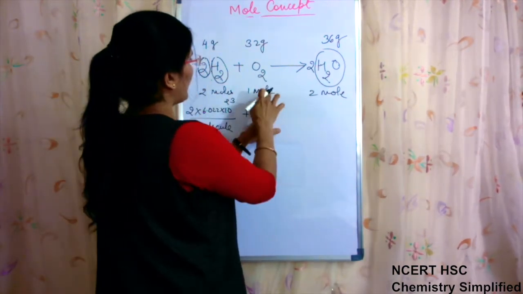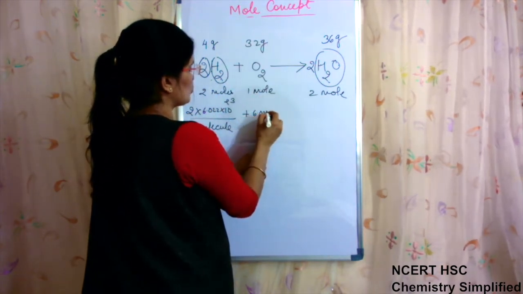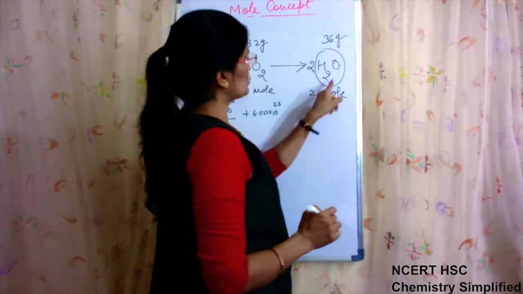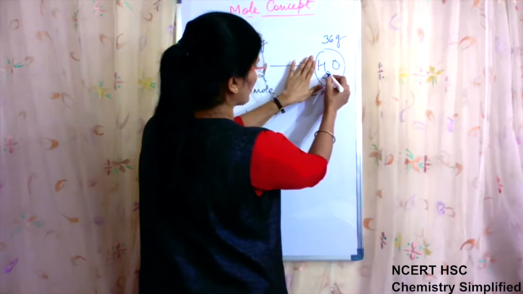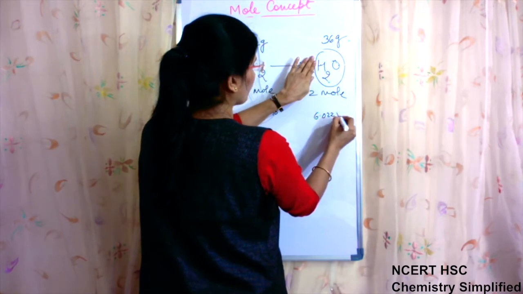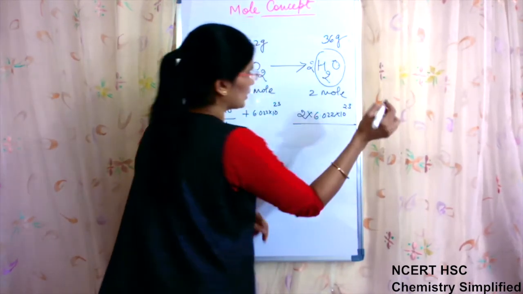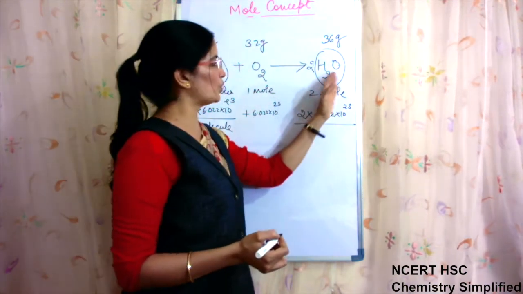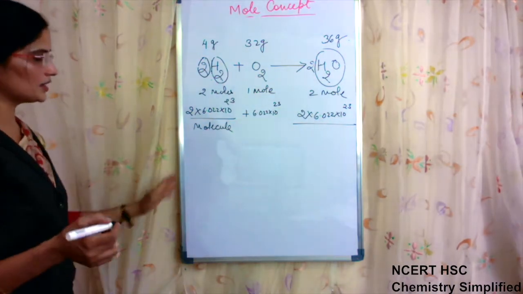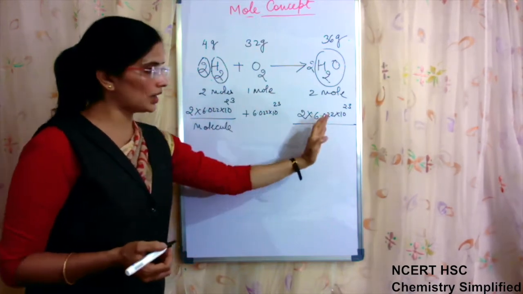Now 1 mole of oxygen has mass 32 grams and 6.022 into 10 to the power 23 molecules. H2O is a molecule. 1 mole of H2O has mass 18 grams and Avogadro number of molecules. But because the coefficient is 2, the total number of molecules in 2H2O will be 2 into this number. So this is in terms of grams, and this is in terms of number.